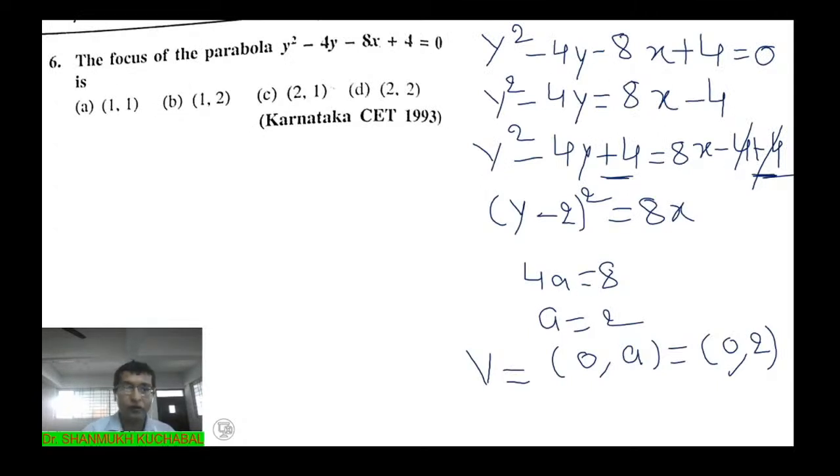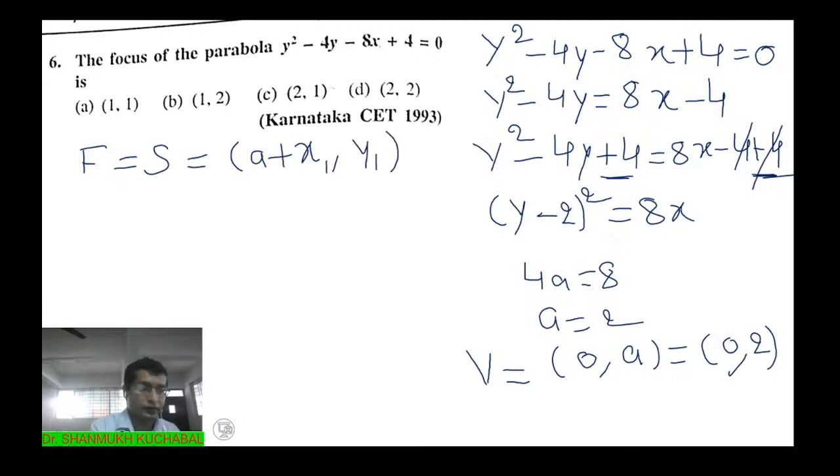So further, the focus. So focus is denoted by S equal to, you have to remember, a plus x1 comma y1. So a is 2, 0 plus x1, it is 2. 0 plus 2 is 2, and y1 is 2. Therefore, the focus is 2 comma 2. Therefore, option D is the right answer. Option D is the right answer.